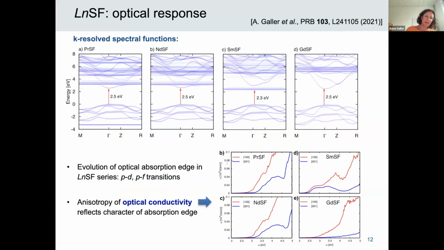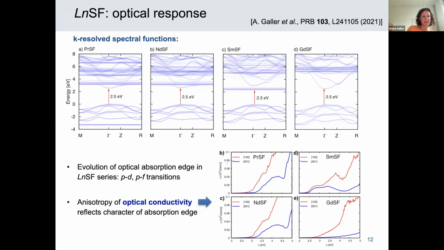Yeah, and here on this slide, you have now the same spectral function, but in this case, k-resolved. From these k-resolved spectral functions, we can easily read off the optical gap. So if you look at praseodymium fluorosulfide, then you have the optical gap at the gamma point. And if you measure it, it's like 2.5 eV. And the optical transitions are between the top of the valence band, which are mainly sulfur p states, to this very dispersive band, which comes down at gamma.